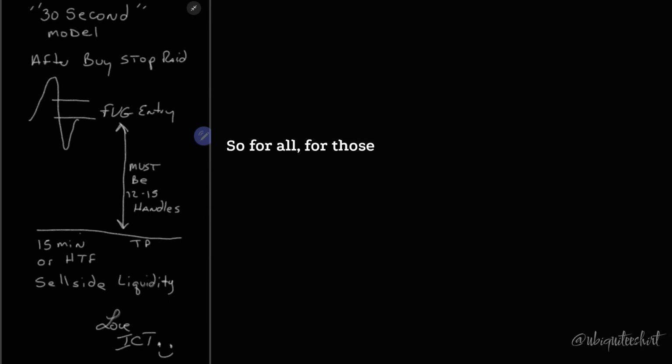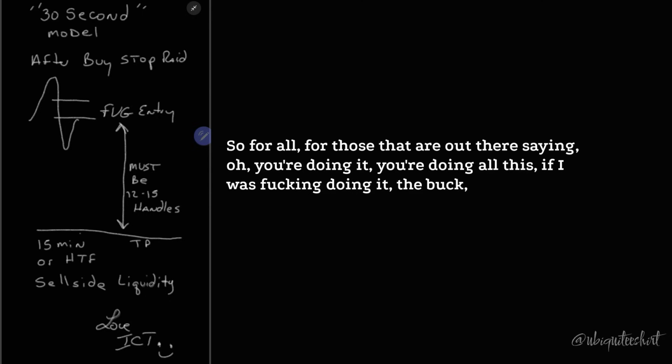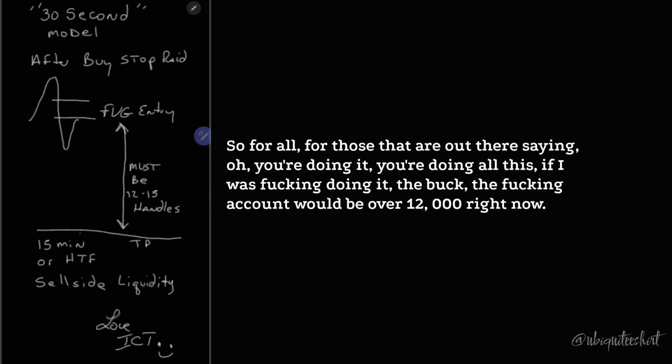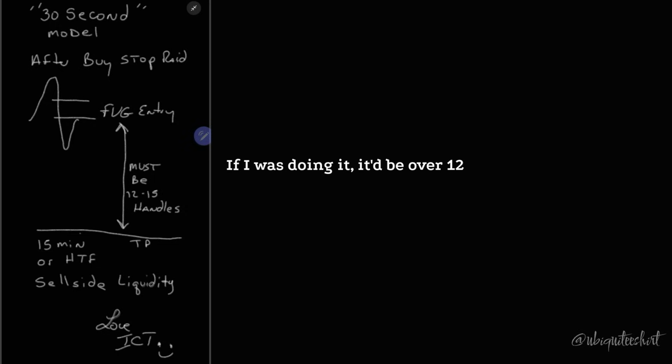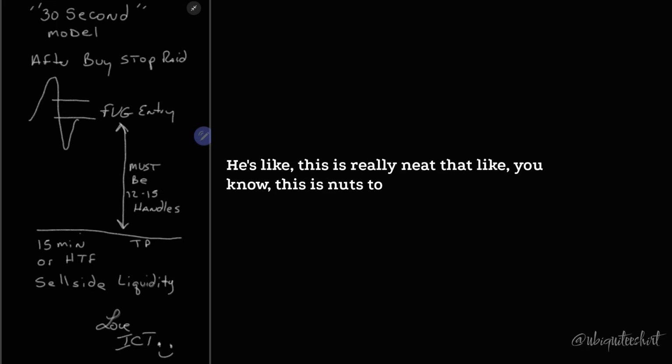So for those that are out there saying, oh, you're doing it, you're doing all this. If I was doing it, the account would be over $12,000 right now. If I was doing it, it'd be over 12 grand. But he needs to do this. He needs to see what's possible in his own hands, and it's encouraging. And he's doing really well. He's not overconfident. He's actually very pleased. He's like, this is really neat, Dad. Like, this is nuts to make this kind of money.